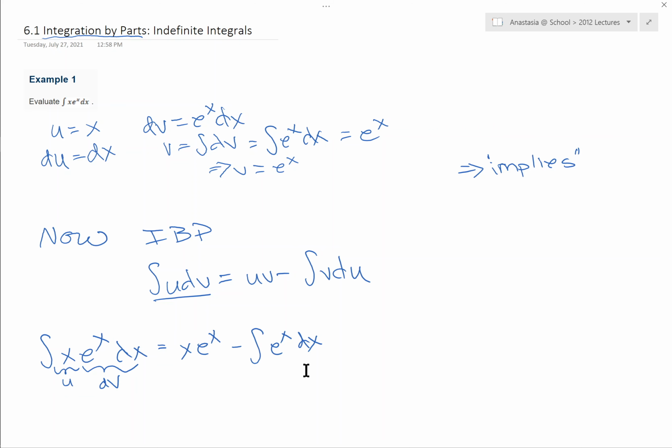Now we aren't quite done with evaluating this integral because of the fact that we still have an integral on the right-hand side. However, this integral that we have on the right-hand side is much simpler than what we started with. We've already in fact evaluated this integral once in this problem, we know that this integral is equal to just e to the x.